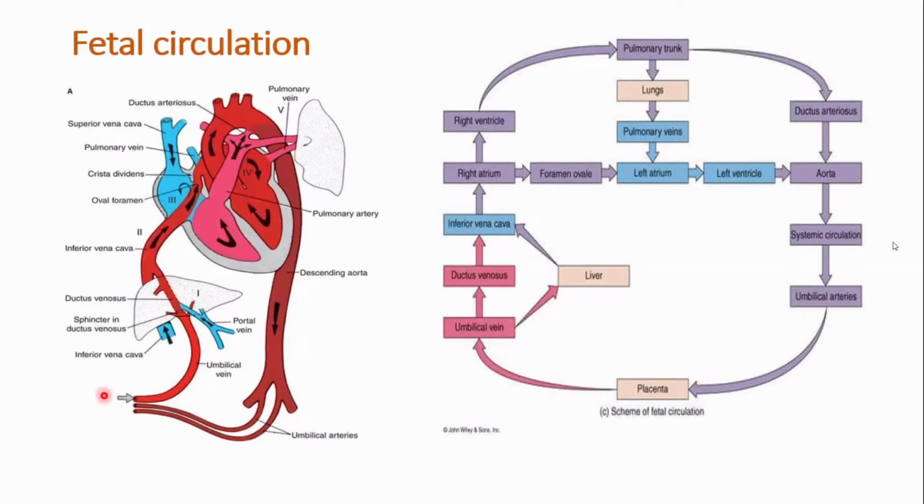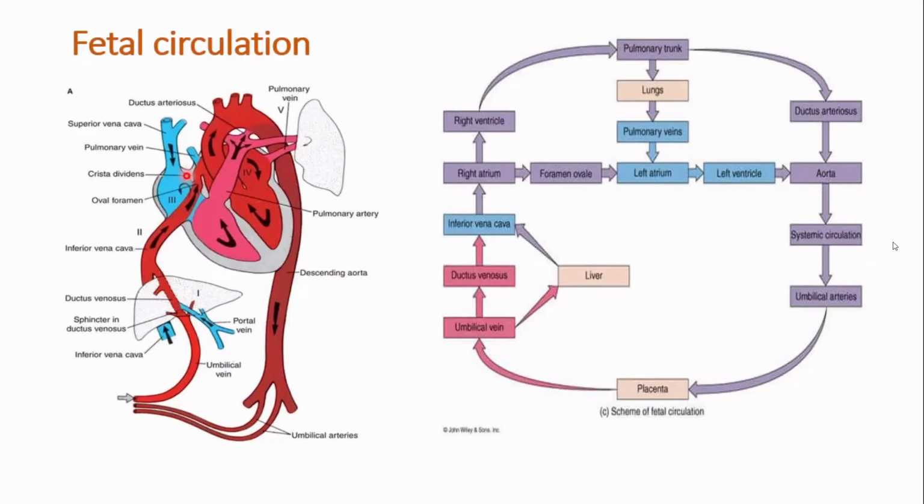Here is the placenta. From the placenta, blood will enter via the umbilical vein. And from the umbilical vein, there is a ductus venosus. The ductus venosus will go to the inferior vena cava. From the inferior vena cava, the blood will go into the right atrium. And from there, it will go into the left atrium via the foramen ovale. What happens in the left atrium? Then the blood will go into the left ventricle, and from the left ventricle, it will go into the arch of the aorta, and the head and neck will receive the blood.